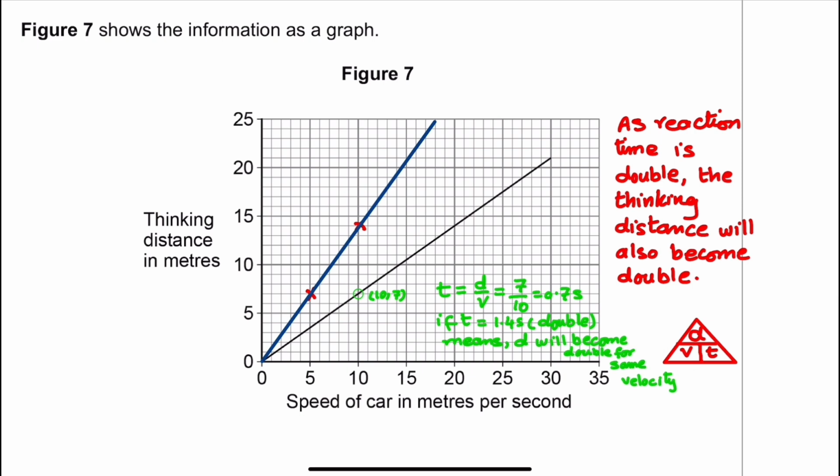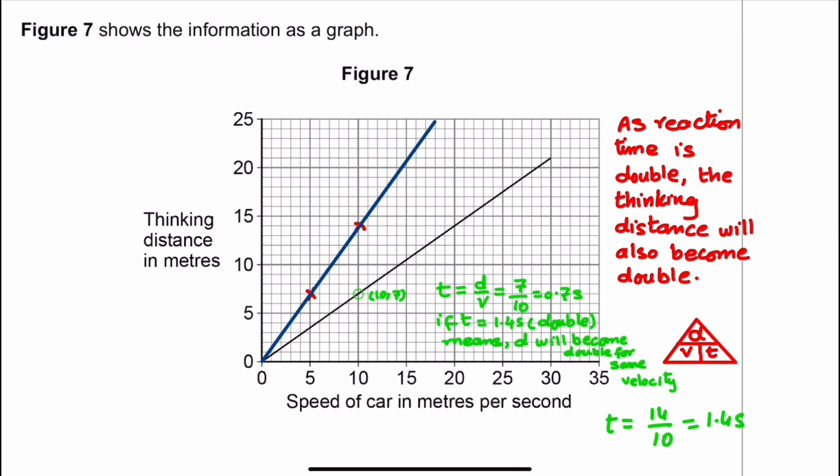But if the time becomes 1.4 second, it means the time will become the double of the first reaction time. Here the distance is 3.5 meter, so the distance will become 7 meters. If the distance here is 7 meter at the speed of 10 meter per second, the distance will become 14 at the speed of 10 meter per second. Because 14 divided by 10 will give me the answer 1.4 second.